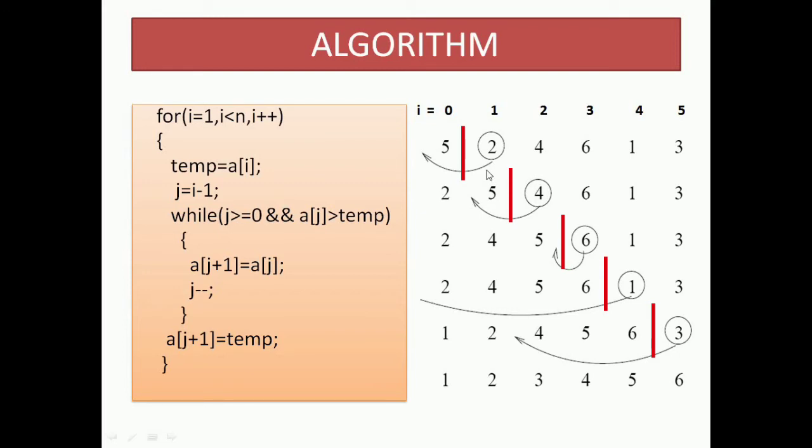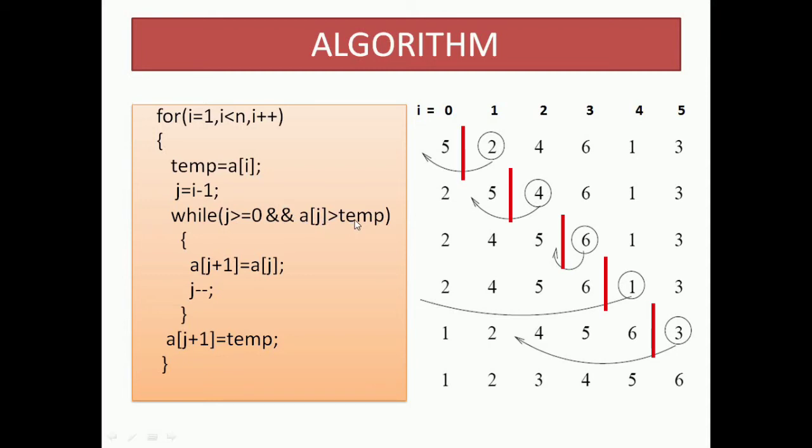Next we check if value is greater than temp or not, which we can write as a of j is greater than temp. This is how we get the while loop, which is while j is greater than or equal to 0 and a of j is greater than temp.